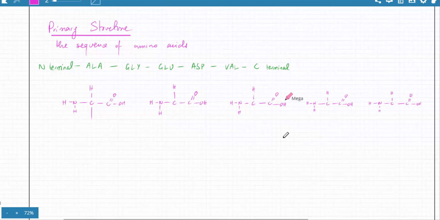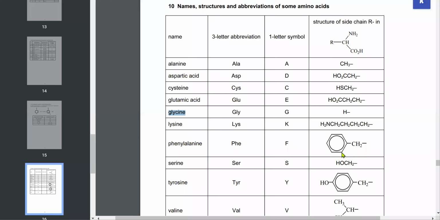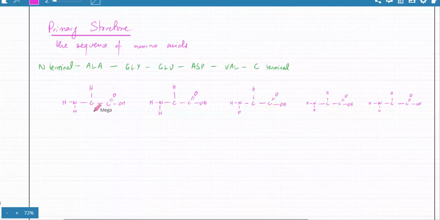अच्छा, now the R groups. I'm just going to copy the R groups from the data booklet, ठीक है? So first one, alanine. What's the R group? Alanine is CH3, so I'm going to put a CH3 over here. What's the other one? The other one is glycine. Glycine, I think, was H. ठीक है? Just H. Then you have glutamic acid.